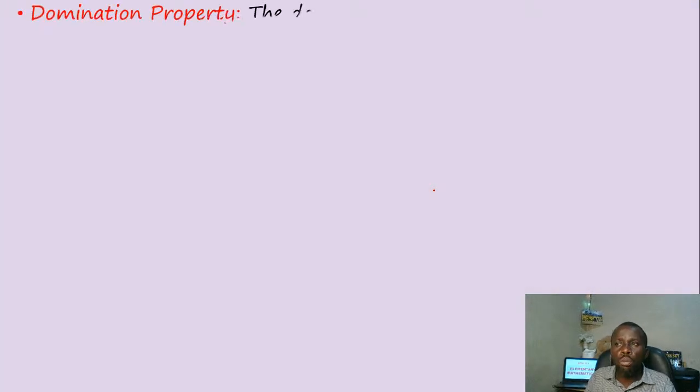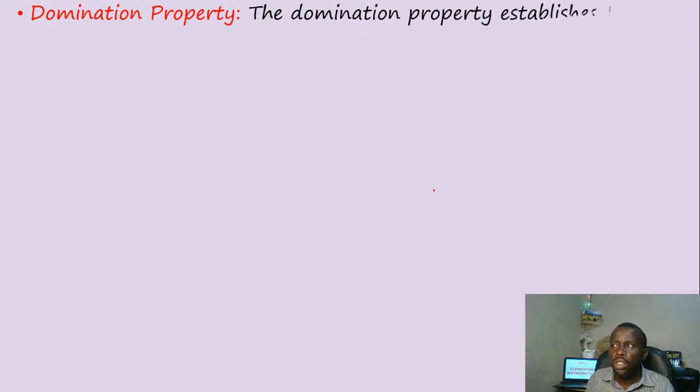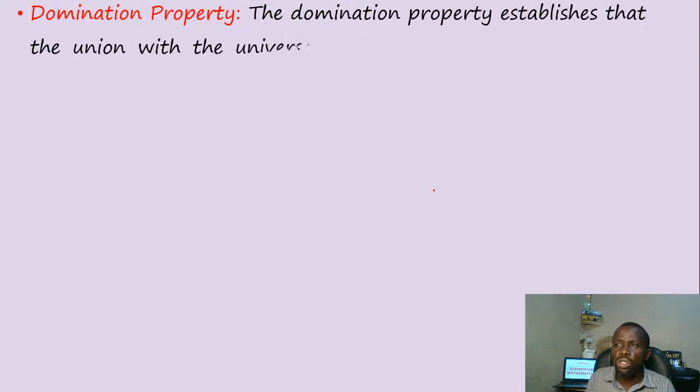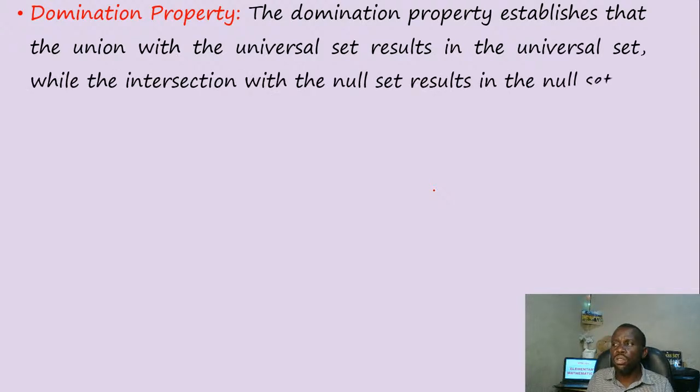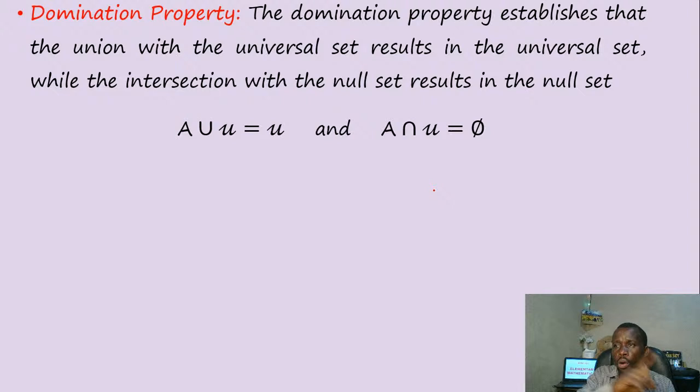Now, we have what we call the domination property. The domination property establishes that the union with the universal set results in the universal set, while the intersection with the null set results in the null set. Now, A union universal is universal. A intersection empty is empty.